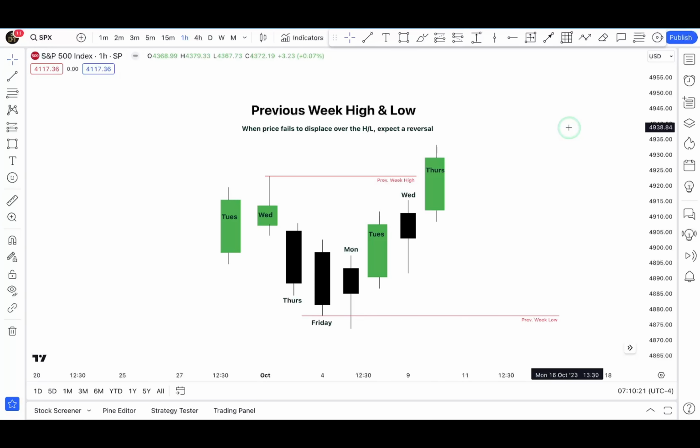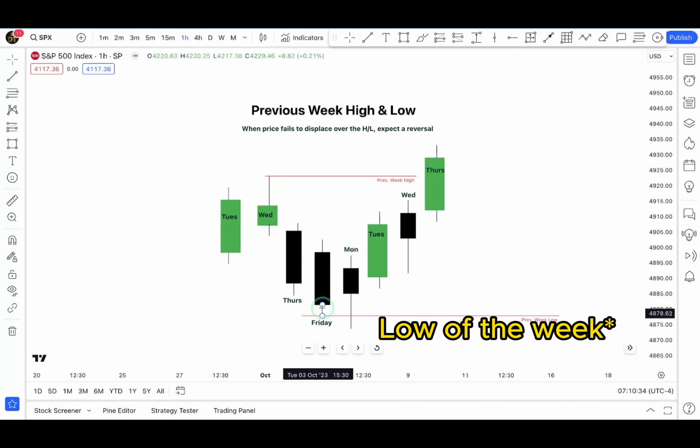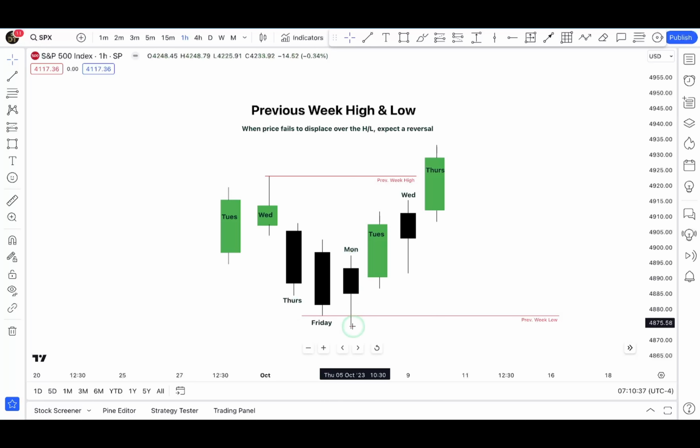Next to looking at previous day high and low, we should also look at previous week high and low. For example, here we have a Wednesday high of the week. And we sell off from Thursday and Friday. Friday we set the low of the week. And we see on Monday, it trades below previous week low, but it fails to displace under it. So this means we expect a reversal, and the reversal is towards the previous week high, and it does.